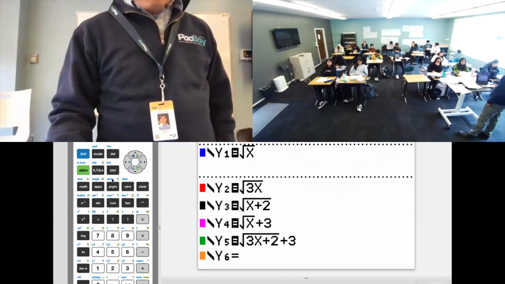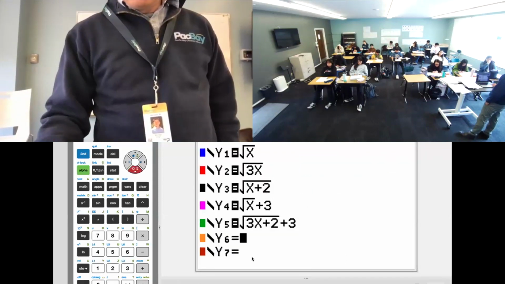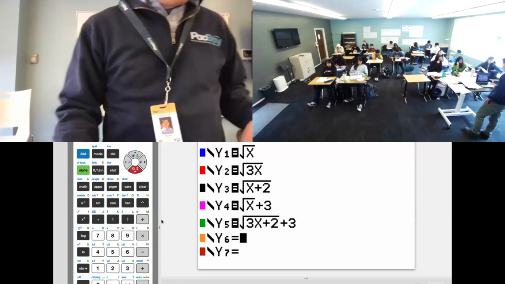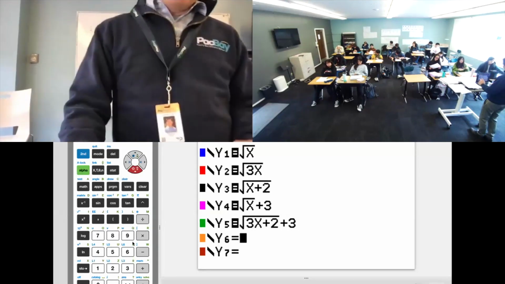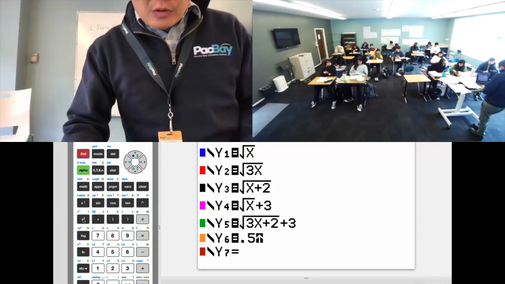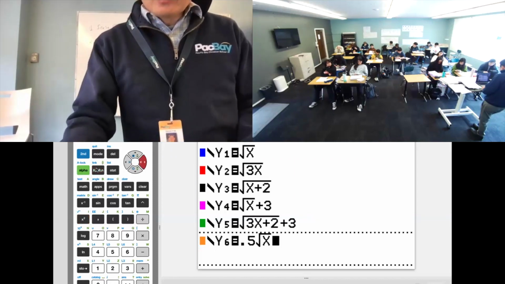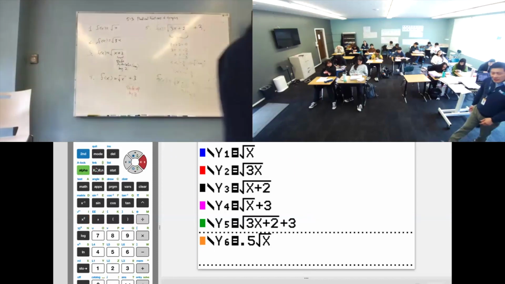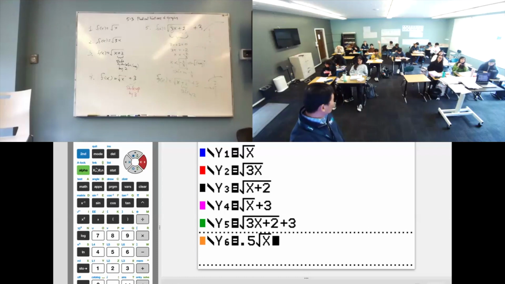Next one. I'll go to number 6. This one we have 1/2 square root of x. Now 1/2 is just 0.5, so 0.5 times square root of x. Now, what do you think the graph is going to look like when you have 1/2 and square root of x? Yeah, it's going to be half of y1.